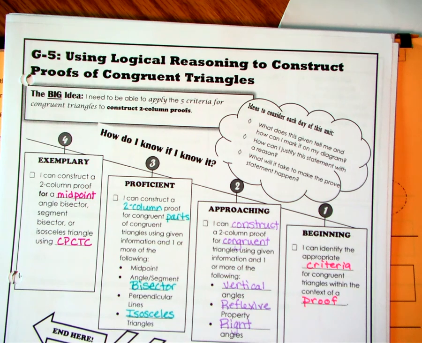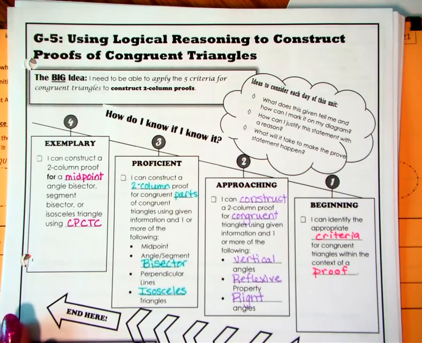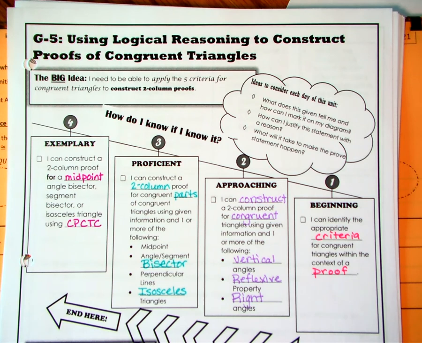All right, geometry, here we go, continuing our work on standard 5. So again, a reminder of the standard scale for us here. You are considered to be at the beginning level if you can identify the appropriate criteria for congruent triangles within the context of a proof.